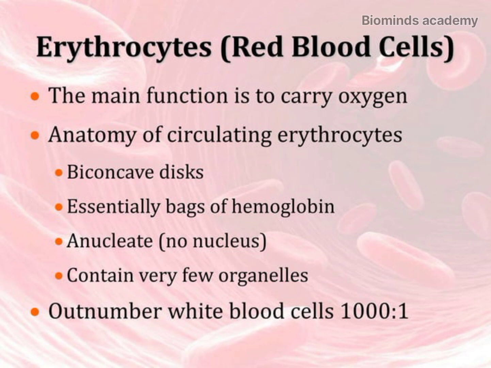The anatomy of circulating erythrocytes: these are biconcave discs, essentially bags of hemoglobin, and anucleate. The nucleus is absent in red blood cells, which contain very few organelles.